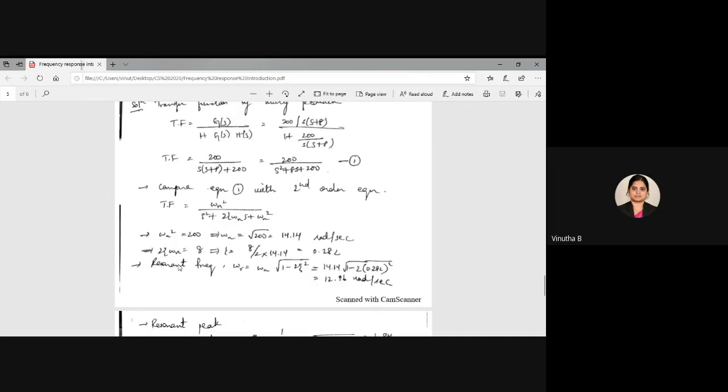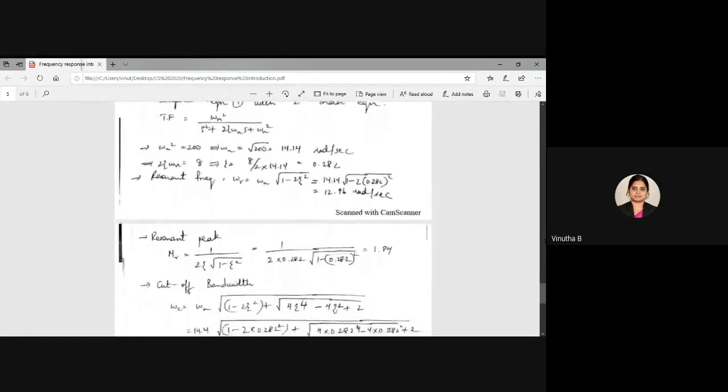And then next, resonant frequency omega r is equal to omega n into square root of 1 minus 2 zeta square, which is equal to 14.14 into square root of 1 minus 2 into 0.282 the whole square. So that is equal to 12.96 radians per second.